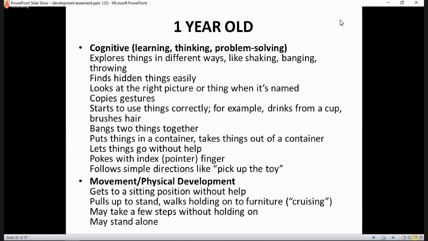In movement, get into a sitting position without help. Pull up to stand. Walk holding on to furniture. May take a few steps without holding on and may stand alone. This is a picture of a 1-year-old child.